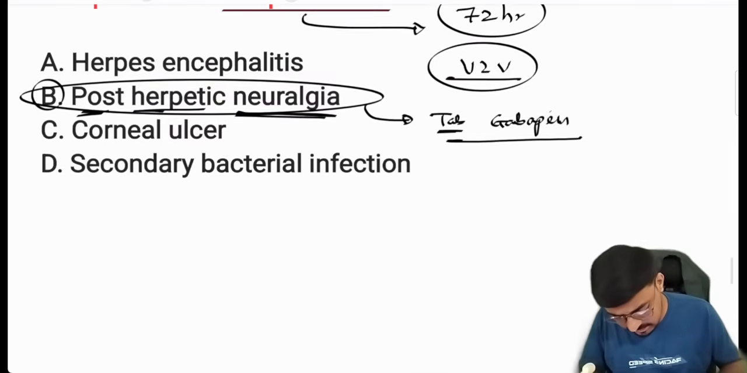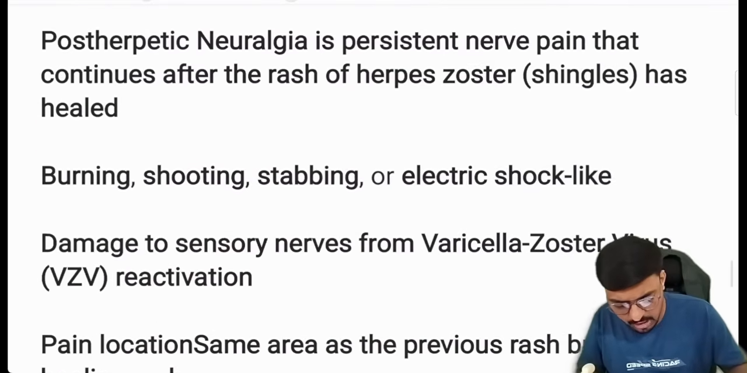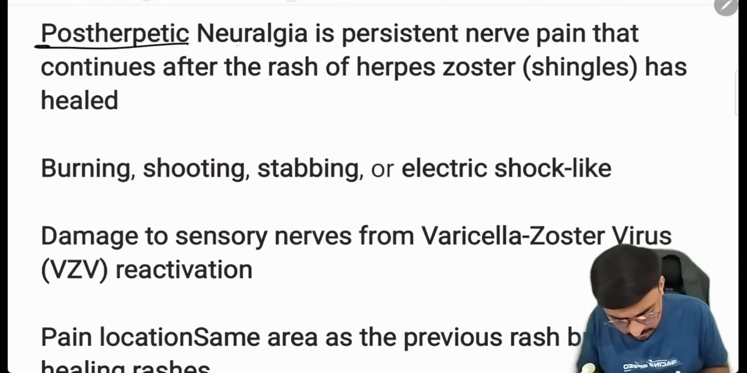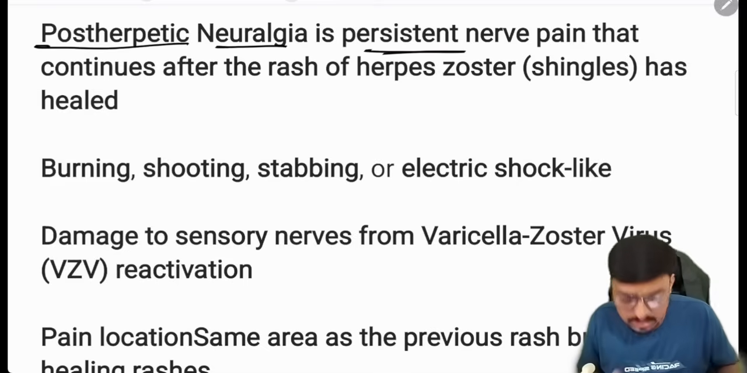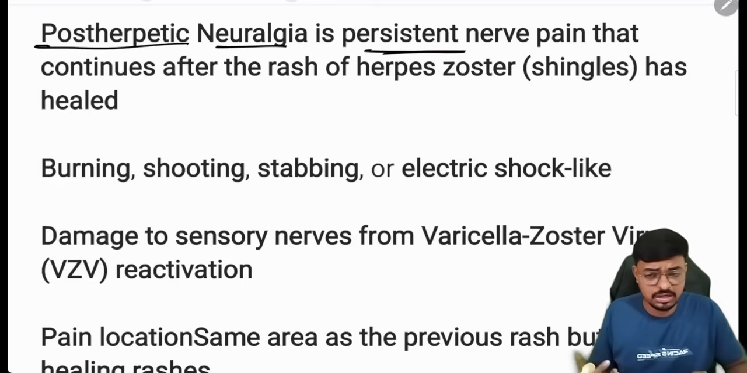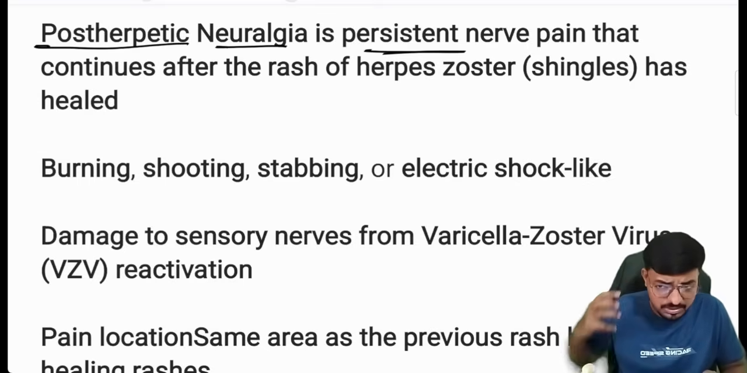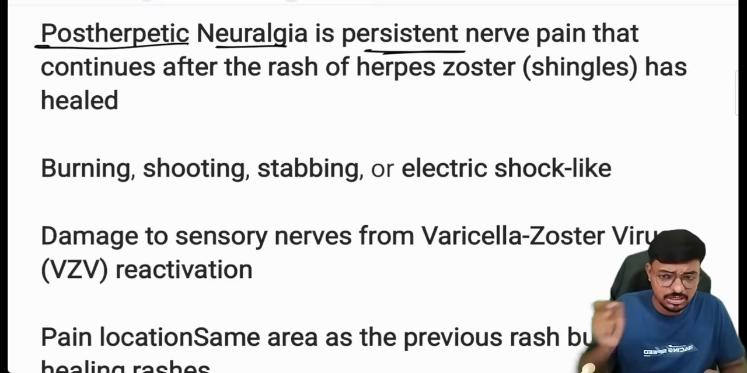Okay, so let's discuss some very important points on post herpetic neuralgia. Post herpetic neuralgia is persistent nerve pain that continues after the rash. After the rash is completely healed, the pain is still there. Why? Because the treatment was started late.